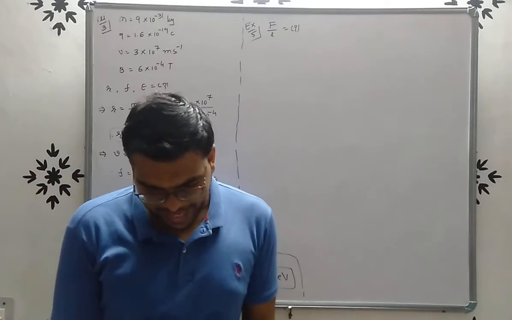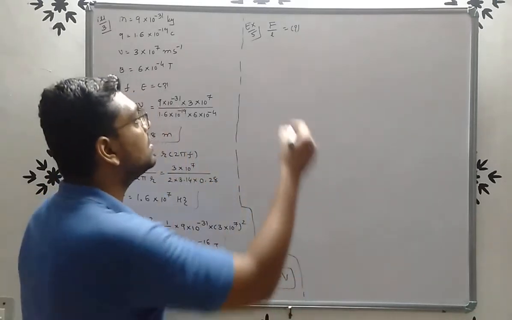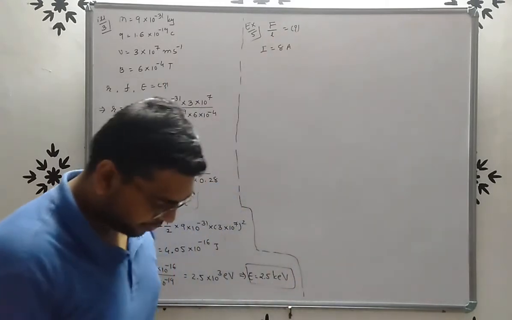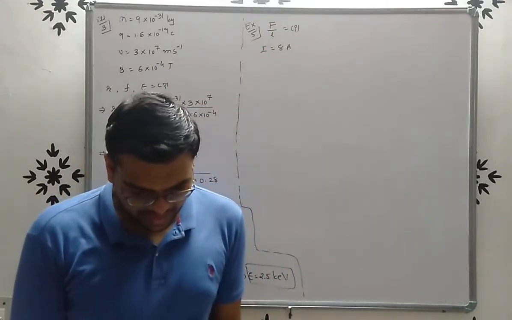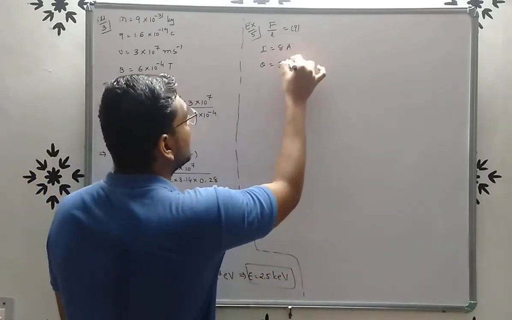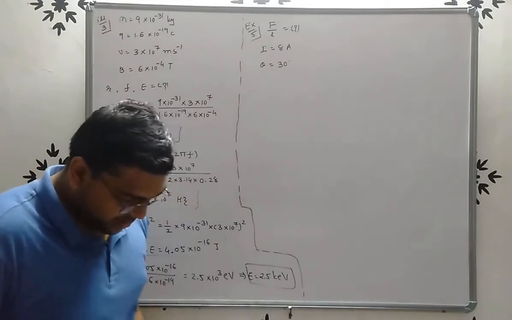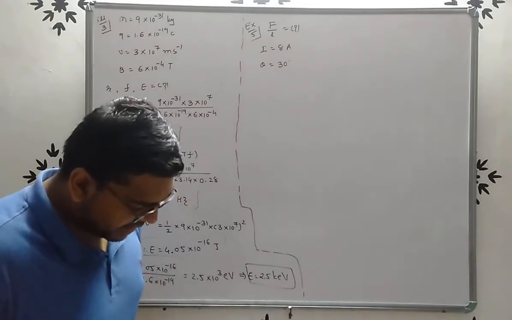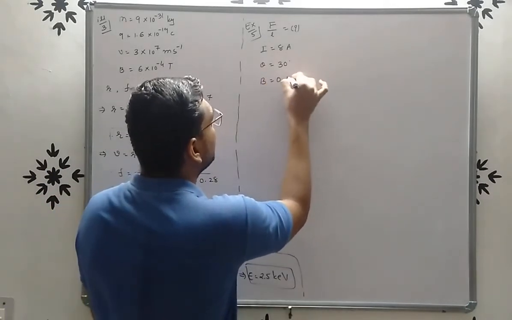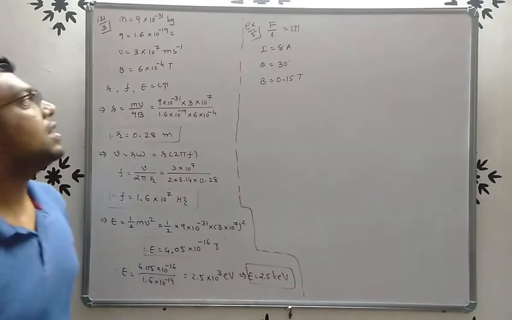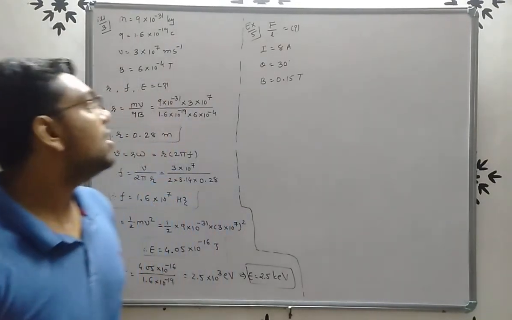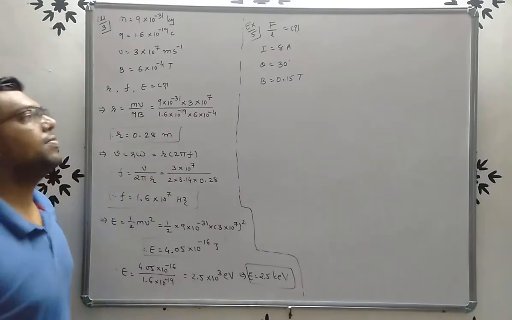On a wire carrying a current of 8 ampere. So here I is equal to 8 ampere, and making an angle of 30 degree. So here the value of theta is 30 degree, with the direction of a uniform magnetic field of 0.15 Tesla. So B is equal to 0.15 Tesla. So here we have to find out force per unit length F by L. We know the value of current, angle theta and magnetic field B.